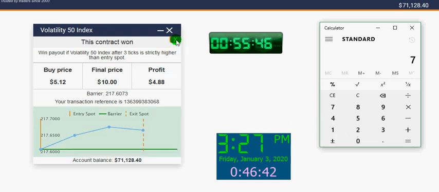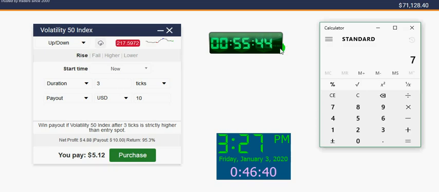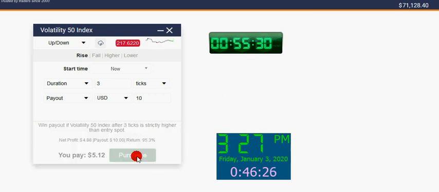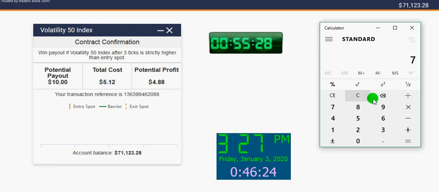So we won the sixth trade. We are going for the seventh trade. So once this is 30, we click on purchase. We can wait for it to start counting after the last trade, so that the timing will be clear to you. So that's the seventh trade. After this, we go for the eighth trade.